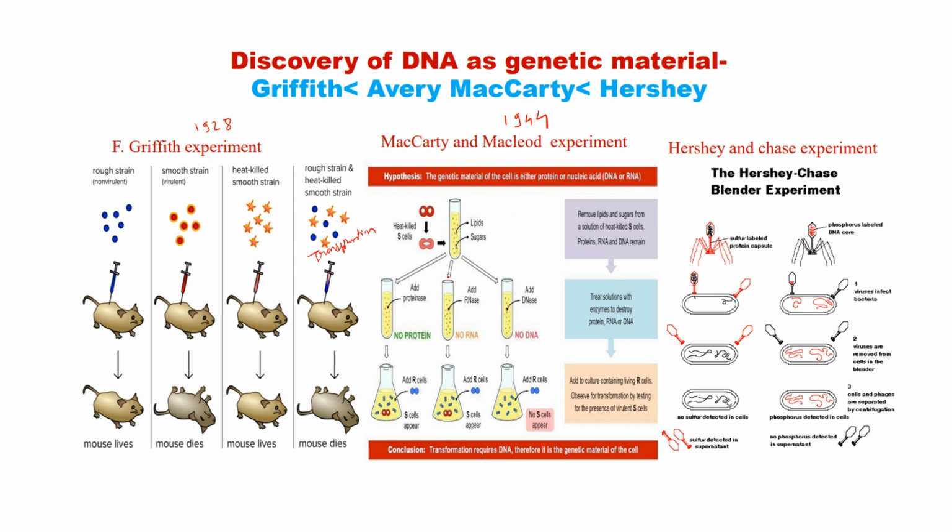Here you can see when he added the protease, which cleaves proteins, the S cells appear. When he added the RNase, which degrades RNA, still the S cells appear. But when he added the DNase, the substance which degrades DNA, he was surprised to see that no S cells appeared. So the conclusion is that transformation requires DNA.